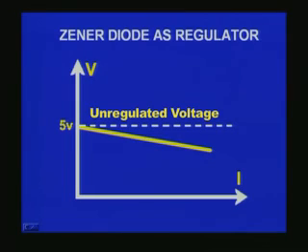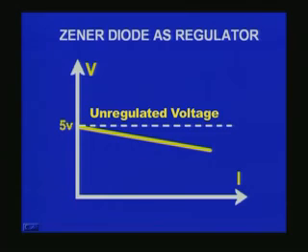So this is a typical characteristic of an unregulated power supply, where the output voltage is not remaining constant, and as I increase the load current, the voltage keeps falling after some value perhaps. And so this is not a desirable characteristic of a good voltage source or voltage supply.